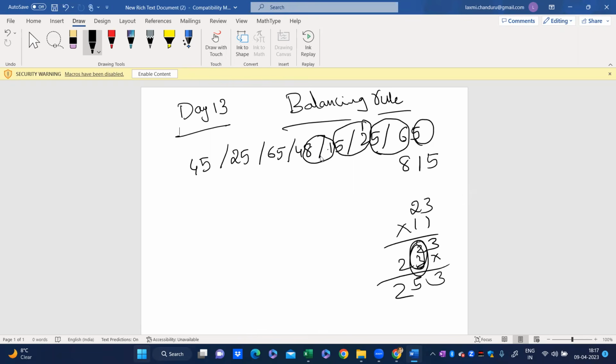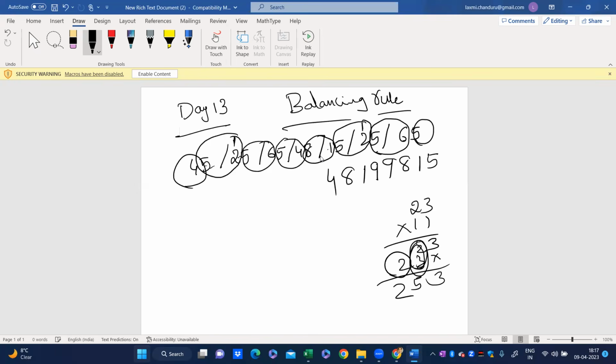Look at the screen. 9. Next 5 and 4. 5 and 4 is 9 again. Next 6 and 5. 6 and 5 is 11. Okay, 1 is carried over here. So 2 plus 1 becomes 3. 5 and 3 is 8. Write the 4 like that only.